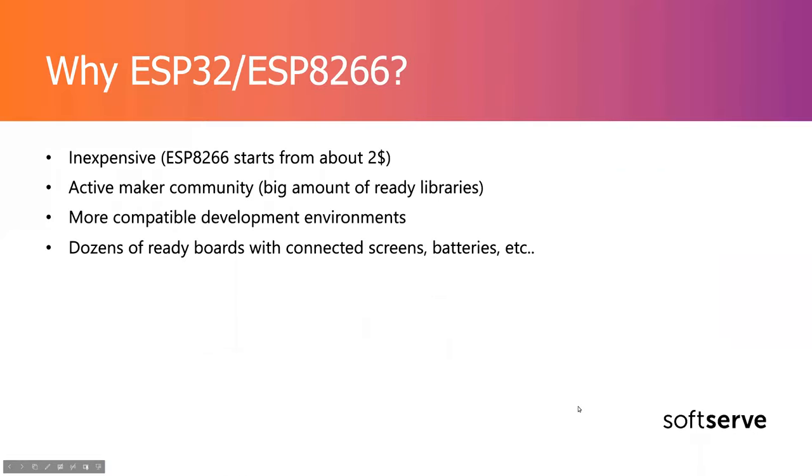So why did I choose ESP32 and ESP8266? First of all, they are very inexpensive and you can buy them on AliExpress or on your local market, starting from $2 or even less if you would like to buy a bigger amount of chips. Then there is a very huge, active maker community and there are a lot of ready libraries. There are development environments for them. And the China market prepares for us a lot of ready boards with connected screens and batteries.